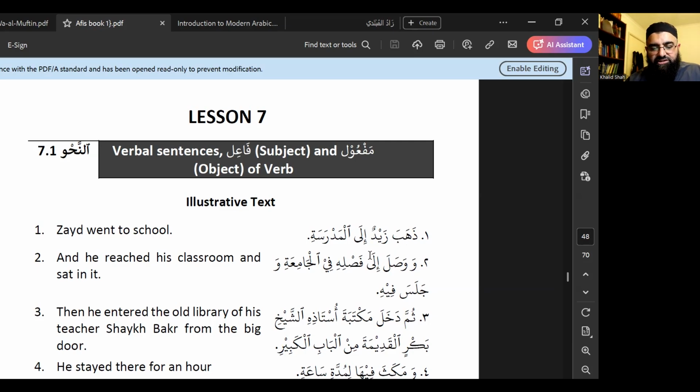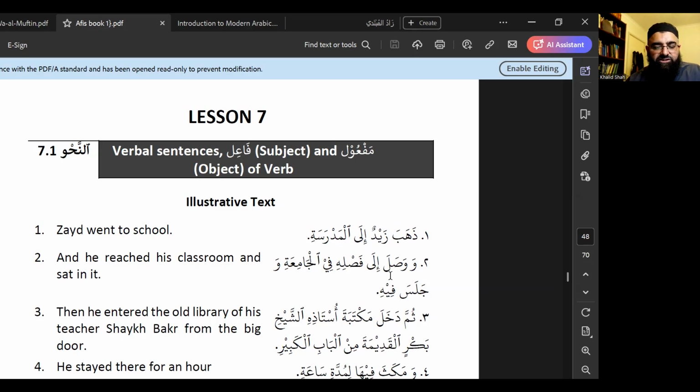And then there's this extra information. Ilal madrasati, to the school. This is jar majroor. We recognize that from the previous lesson. Ilal madrasati has a kasra because it's majroor. Why is it majroor? Because it has a harf jar, a preposition, before it. So dhahaba Zaydun ilal madrasati, and there's no object for this. You can't really have an object for this verb. He went. There's not a real object in the sense of which we'll learn in another sentence.